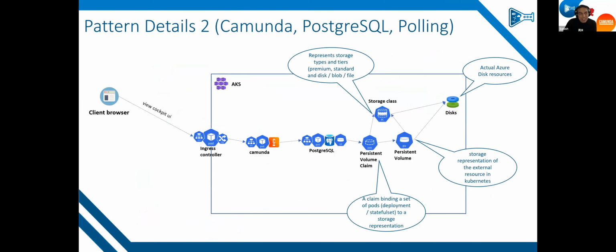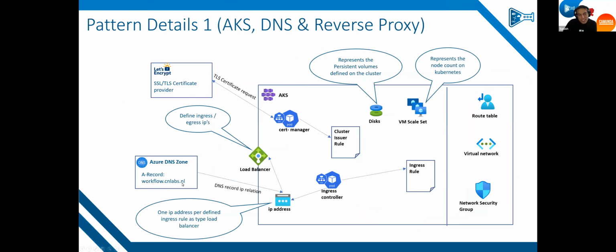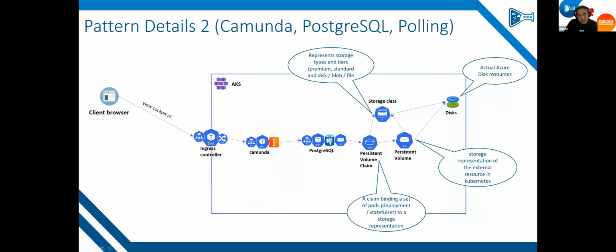This part will be me logging into the cockpit in a second, which will go through the ingress, which has that DNS that you saw here. I will be logging into workflow.cn labs, and I will be redirected through the ingress controller to the Camunda engine, which then internally has a connection to the Postgres database. In connection to that are abstract definitions to define storage on Kubernetes, and that will make sure that everything Camunda persists will get persisted on a volume on Azure.